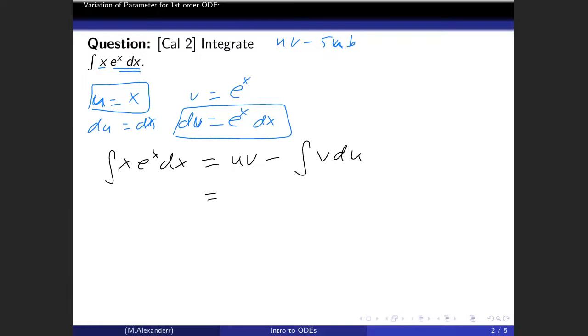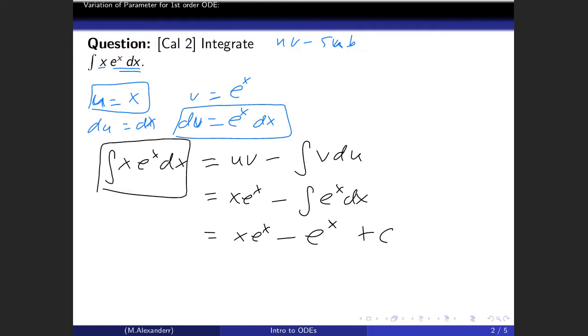So now plug in the information that we have. We have x e to the x minus the integral of e to the x dx. So all I've done is just substitute, and we just have one more integral to integrate. This is going to be again e to the x plus a constant c. All right, so that's what the original integral becomes in this case. So a little bit of practice from Cal 2. I hope that is helpful. And now let's start with the actual differential equations topic or example.